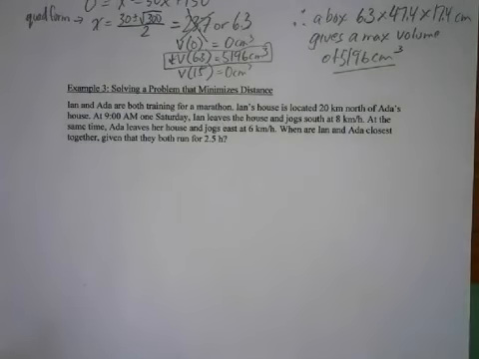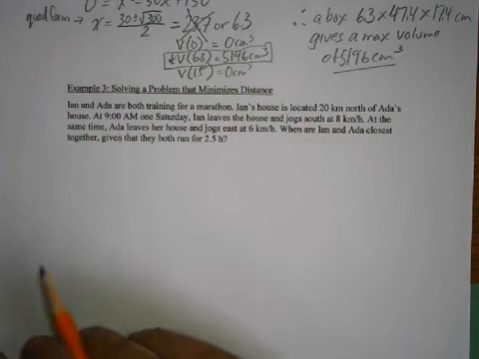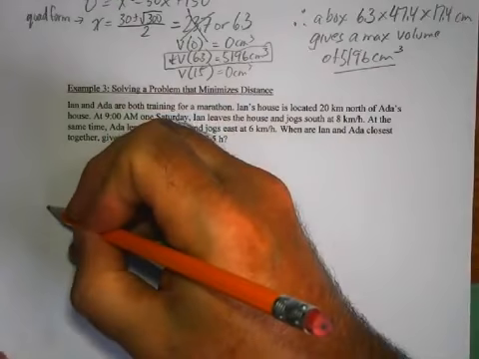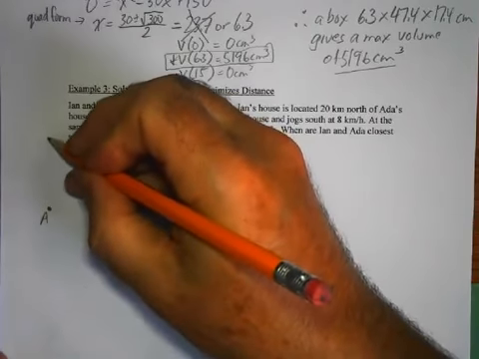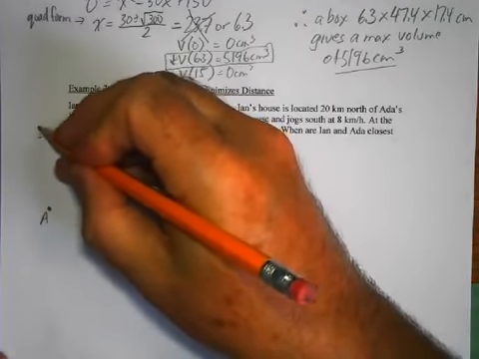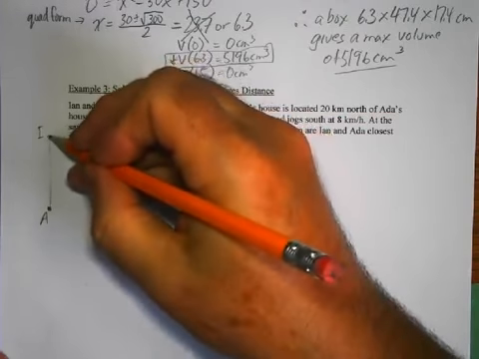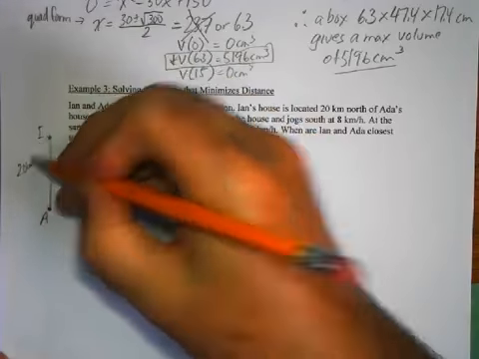So just bear with me here. Ian and Ada are both training for a marathon. Ian's house is located 20 kilometers north of Ada's. So maybe I'll just start a little picture. There's Ada's house, and there's Ian's house. It's directly north. Okay, so that's 20 kilometers total.